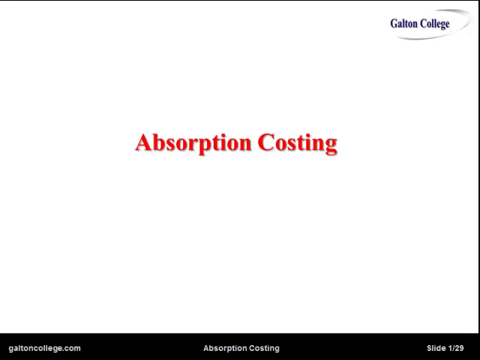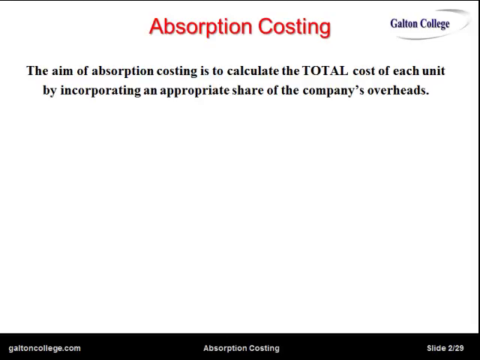In this class we're going to talk about absorption costing. The aim of absorption costing is to calculate the total cost of each unit by incorporating an appropriate share of the company's overheads. So absorption costing is about allocating the overheads.